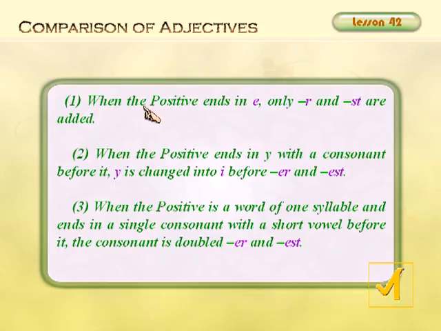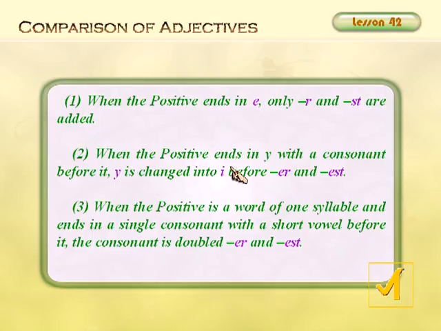Number 1, when the positive ends in E only, R and ST are added. When the positive words end in E, suppose you have the word noble. So the word noble ends in E. You add simply R in the comparative, that is nobler, and ST in the superlative, so noblest. So for the comparative you are adding only R, and for the superlative you are adding only ST.